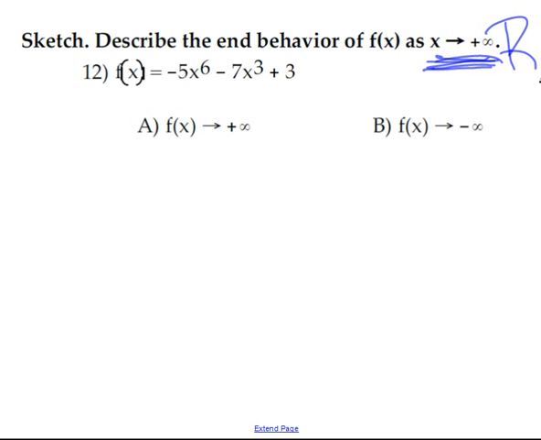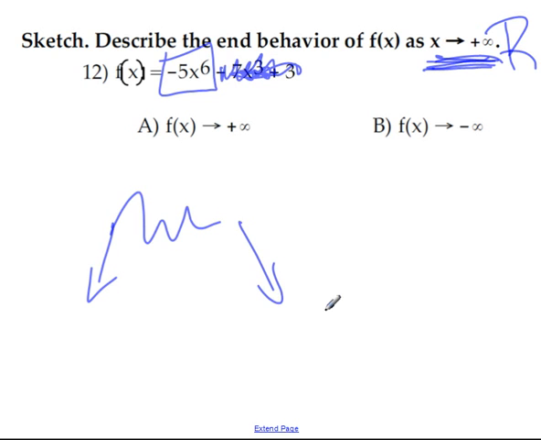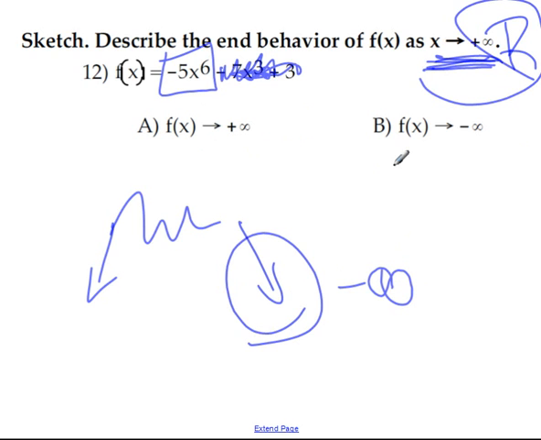Positive infinity means we're talking about as it goes to the right. Now the only thing that matters here is this front guy. This stuff does not matter to us as far as our general idea. Negative means my right side is going to be going down. Now if we cared, the 6 would mean our left side would also be going down, and we'd have our stuff going on in the middle. But this is a negative infinity for my right side, and I'm going to choose B.